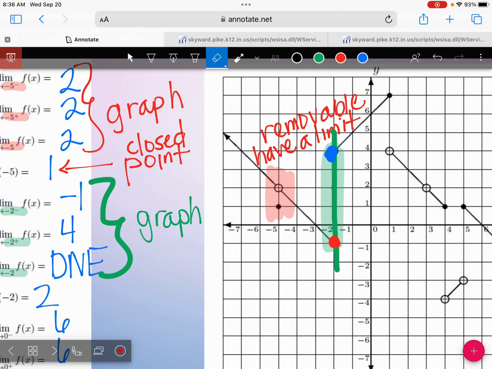Now I have the erased. And this last one is saying, where is the closed point? And I have a closed point right here, and that's the answer to number 8.